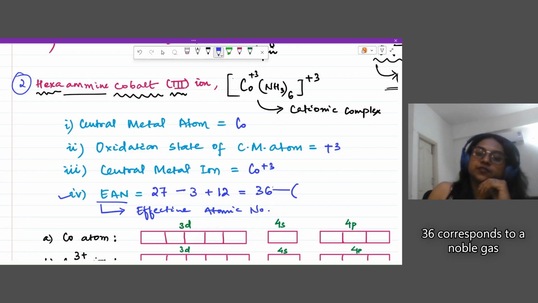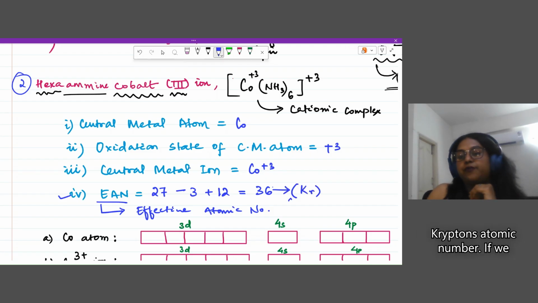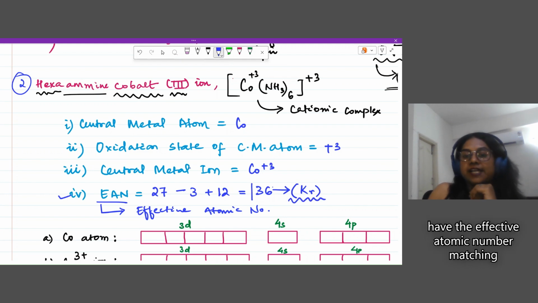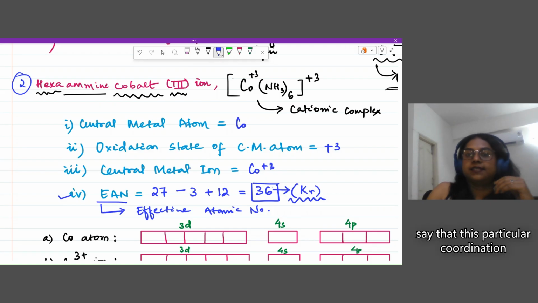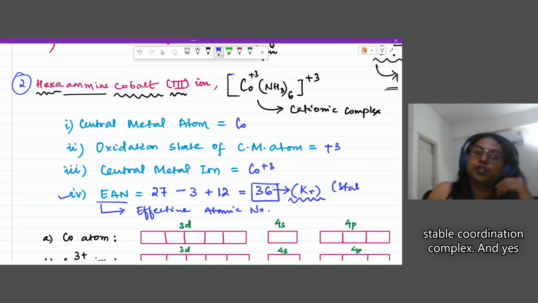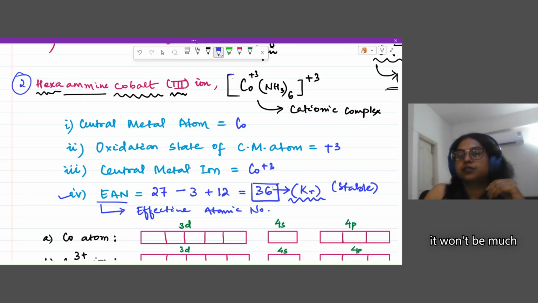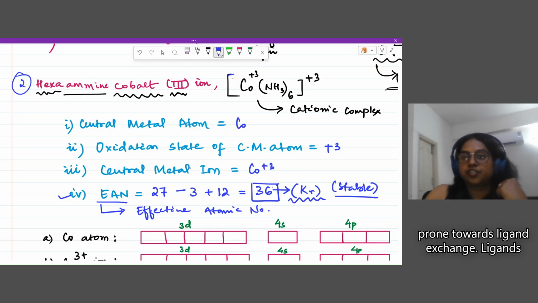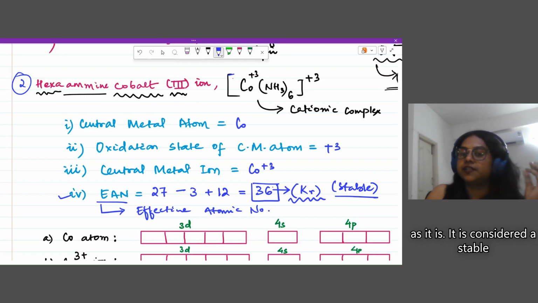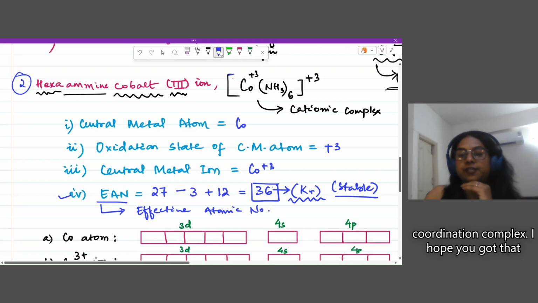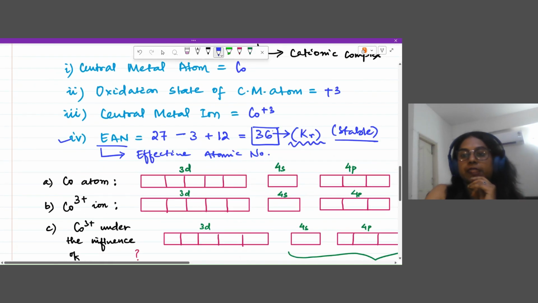Now 36 corresponds to a noble gas, krypton's atomic number. If we have the effective atomic number matching any of the noble gases' atomic number, we say that this particular coordination complex is considered to be a stable coordination complex, and it won't be much prone towards ligand exchange. Ligands won't get exchanged in solution. It stays as it is. It's considered a stable coordination complex. I hope you got that much. Yes.